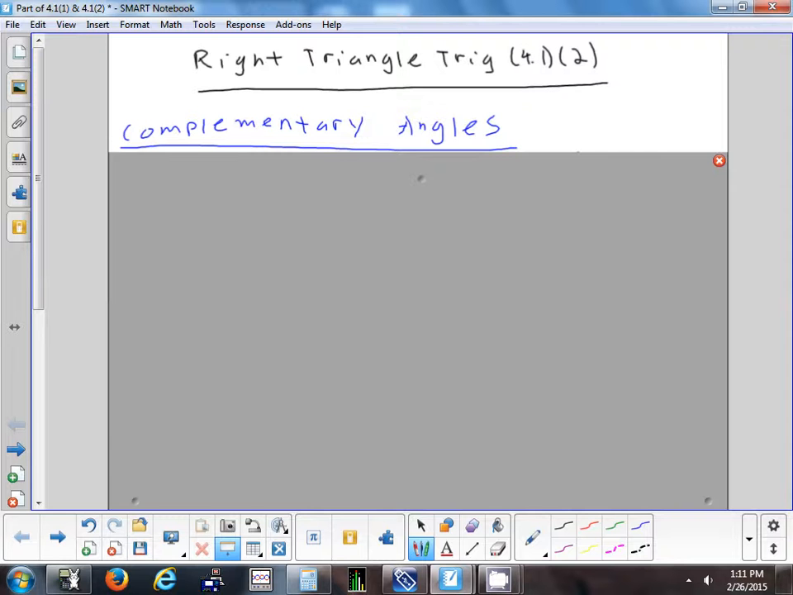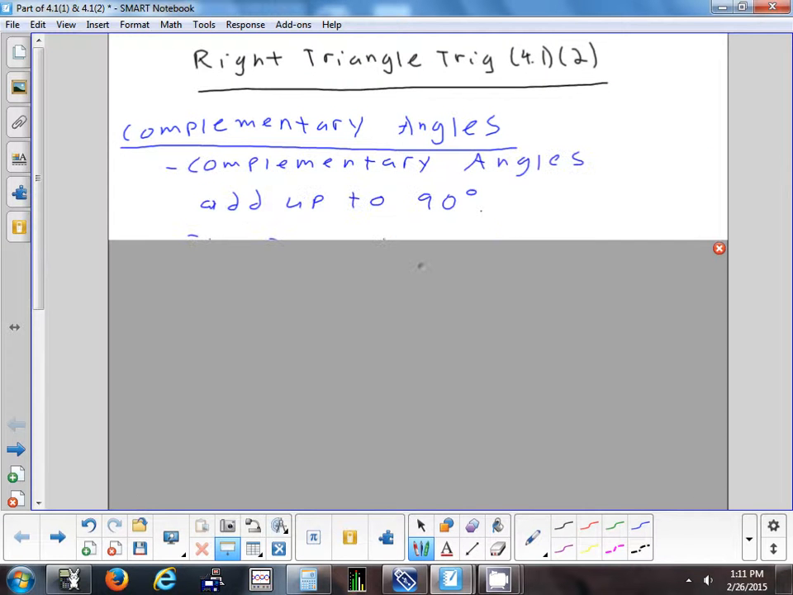So first thing I want to take a look at is the idea of complementary angles. What does it mean if 2 angles are complementary? Yeah, David? Together they reach 90 degrees. And by reach, what do you mean by reach? I mean they add up together. Good. So complementary angles add up to 90 degrees.